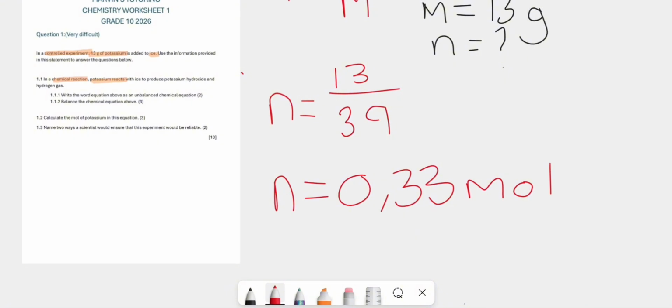Usually in your test, they would say round off to 2 decimals. So that's why I'm just putting this as my answer. And that is your final answer. So that's why you need to read your statement in order to be able to see this.